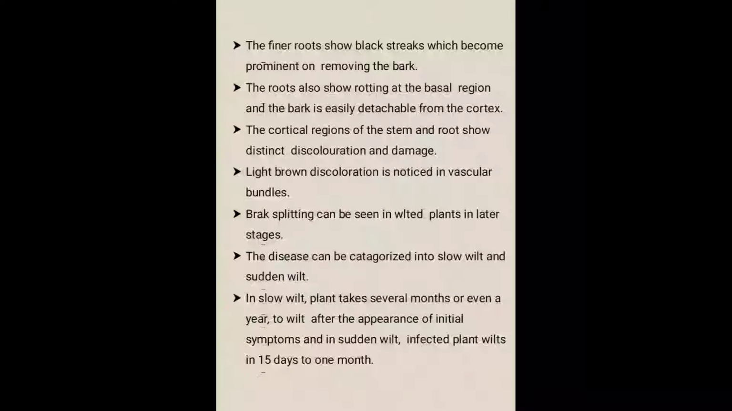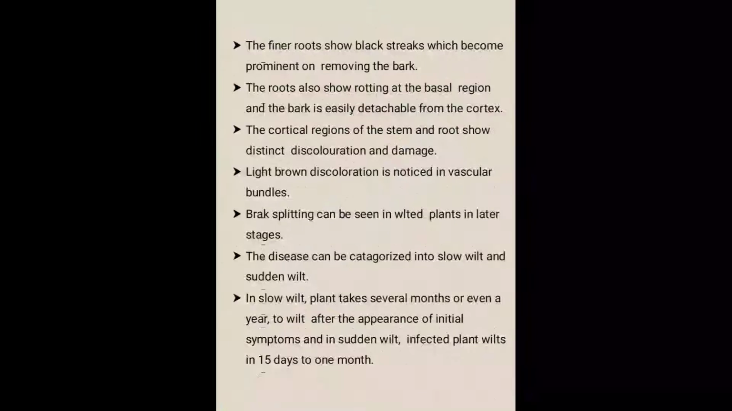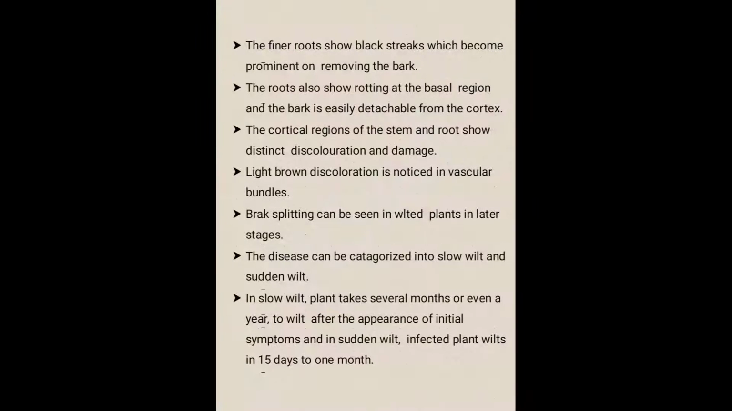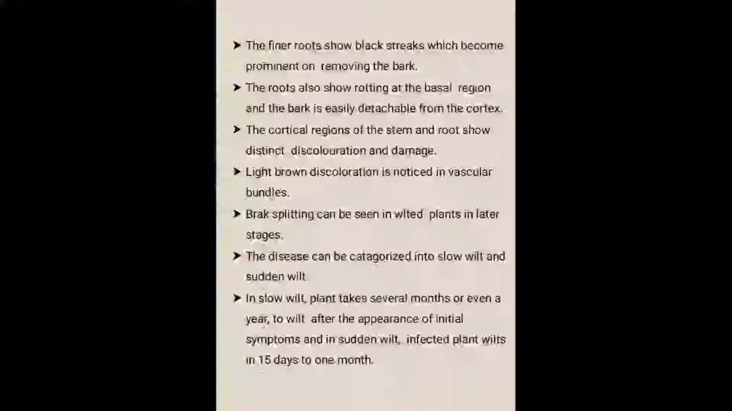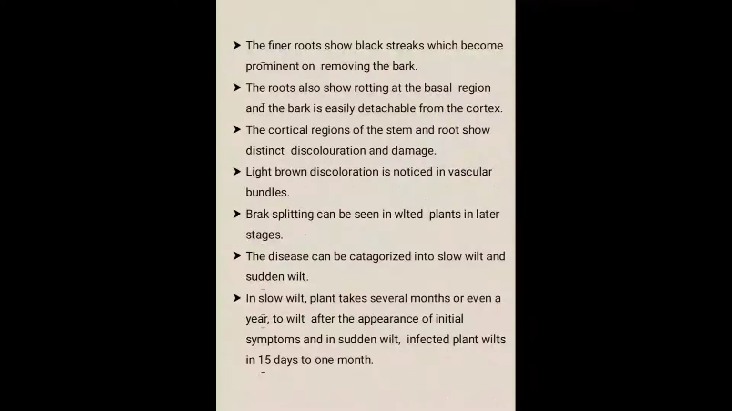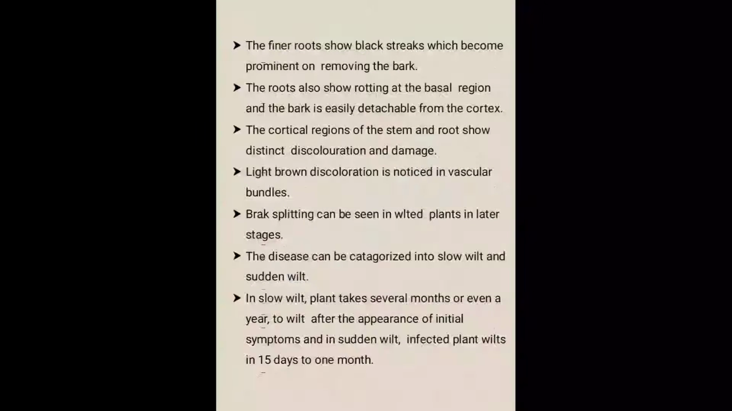In slow wilt, the plant takes several months or even a year to wilt after the appearance of initial symptoms, and in sudden wilt, the infected plant wilts in 15 days to 1 month. There is also a difference in the time period for the wilting situation. In slow wilt, it requires 6 months to a year, and in sudden wilt, it may take 15 days to 1 month.